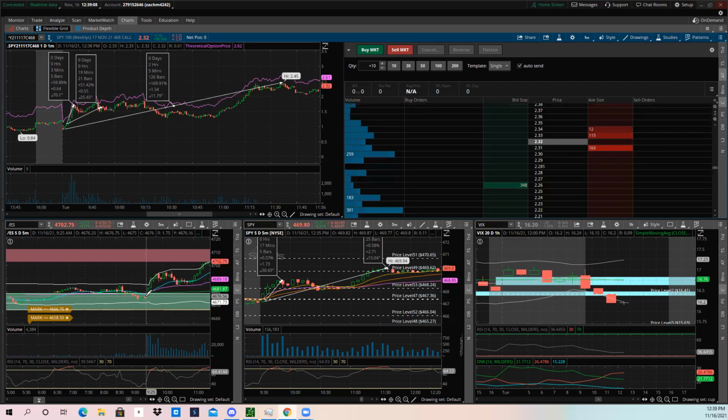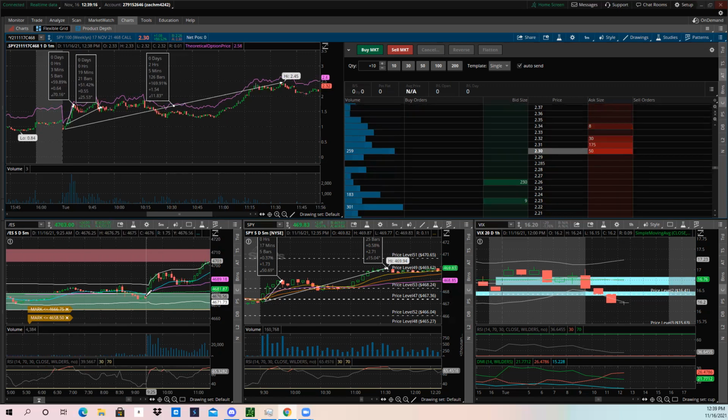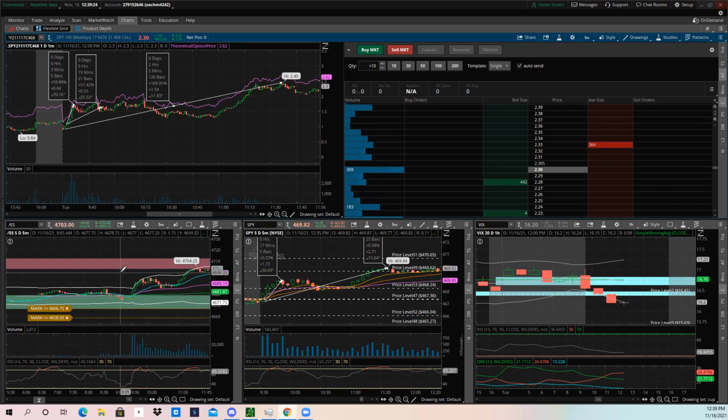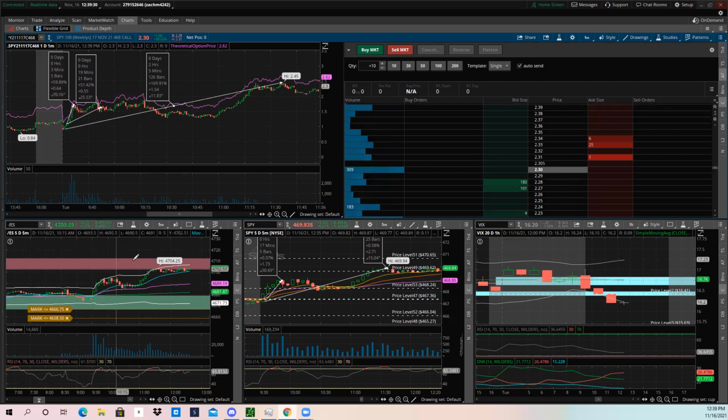and then we have /ES being bought up in our demand zone, in our buy zone. So we saw that. I saw my EMA cross the VWAP, which is a very bullish indicator as well. Bollinger Band started to expand, and once you see that, those are good signs as well.